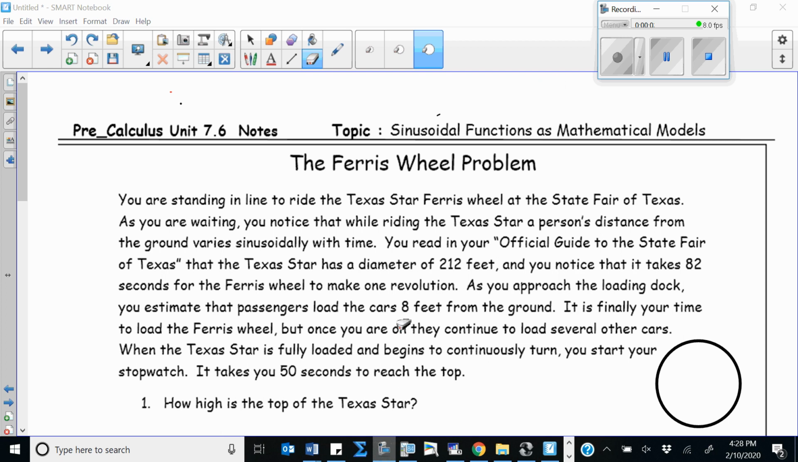Hi everyone, today we're going to talk about modeling sinusoidal functions in real-world problems. We have some situations in the real world that follow sinusoidal functions. One of the most famous ones is the Ferris wheel problem. When you get onto a Ferris wheel, your height from the ground follows a sinusoidal function. I'm going to show that to you here.